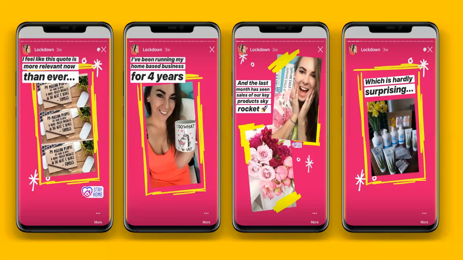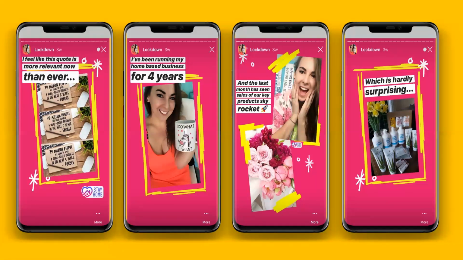So this is a story that I did that's particularly focused on recruitment, and I shared this at the beginning of lockdown. I'm just going to read it out to you so that you can see an example of how a whole story would be put together. So it says, I feel like this quote is now more relevant than ever. And I've shared a quote about how 79 million people are going to be opening home-based businesses. I've tagged the stay home button, and on every single one of these, I've also tagged my location and hidden it behind the text, just so that it looks neat.